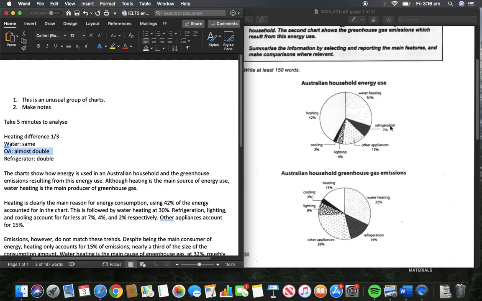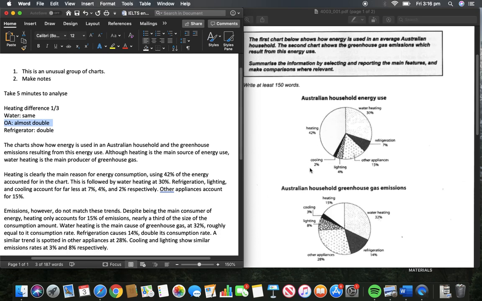Also, refrigerator doubles in size, 7% to 14%. And you can see the rest. Cooling, right, roughly the same, 2 and 3. Lighting doubles, 4 to 8. All right. Now, my general advice for the introduction.